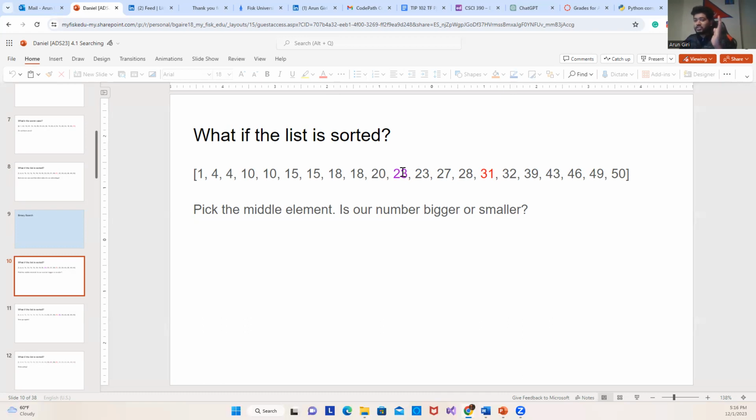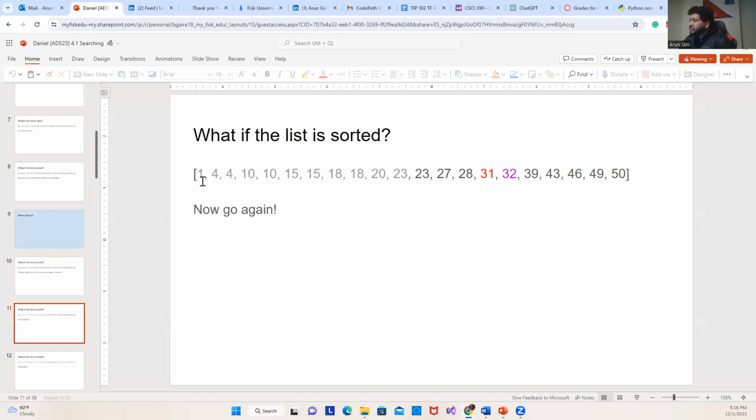So we can just look at all the numbers on the right side of 23. Can you see these darkened numbers? We don't have to look at anything in this part, because we know that 31 will always be on the right side of 23. This is the logic. We have the list of numbers, we take the middle number, compare it with the target number, and continue this process again and again. Right now we don't want to look at anything on the left side, and the next middle number out of the remaining elements on the right would be 32, and again we compare 32 with 31.